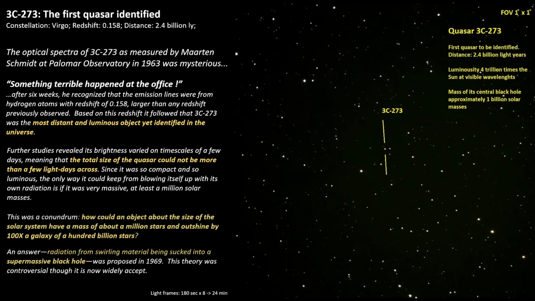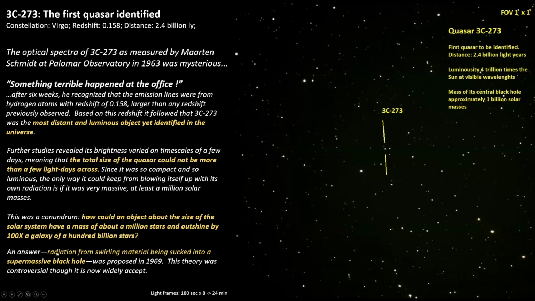Okay, so this was a conundrum. How could an object about the size of the solar system have a mass of about 1 million stars and outshine by 100 times a galaxy of 100 billion stars? And the answer came some years later by one of Martin Schmidt's previous graduate students.